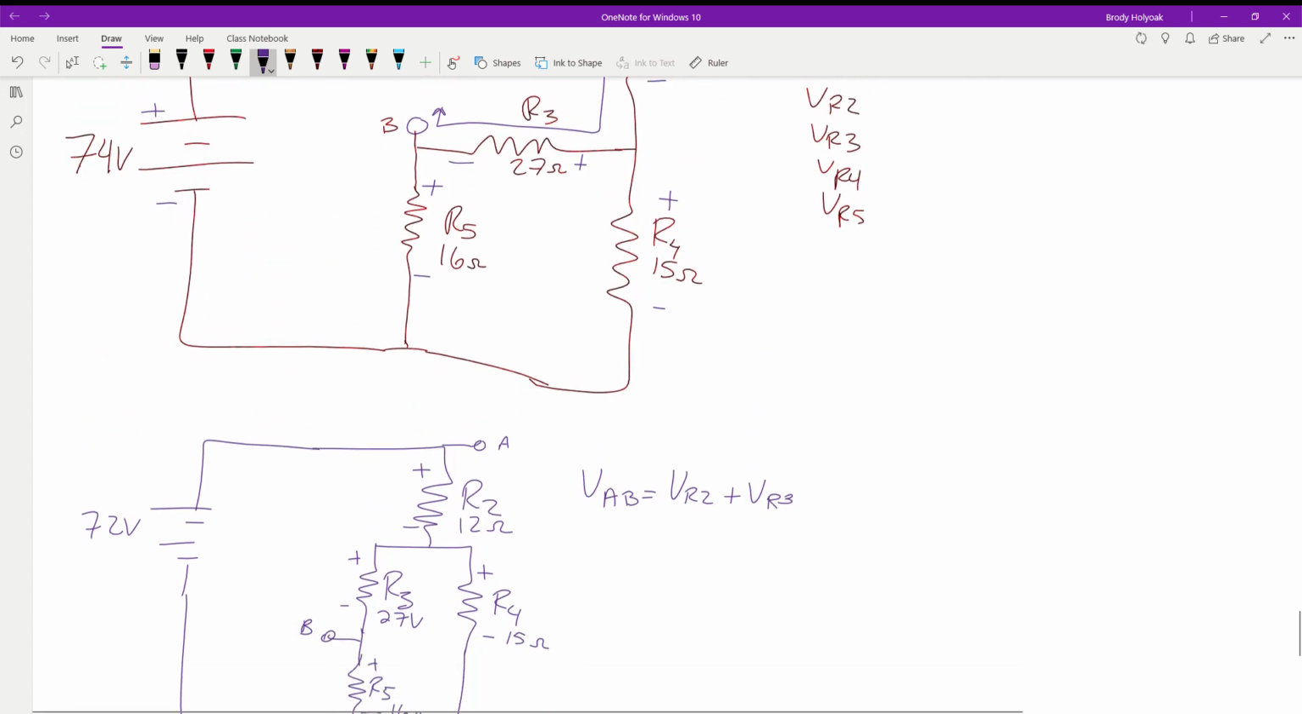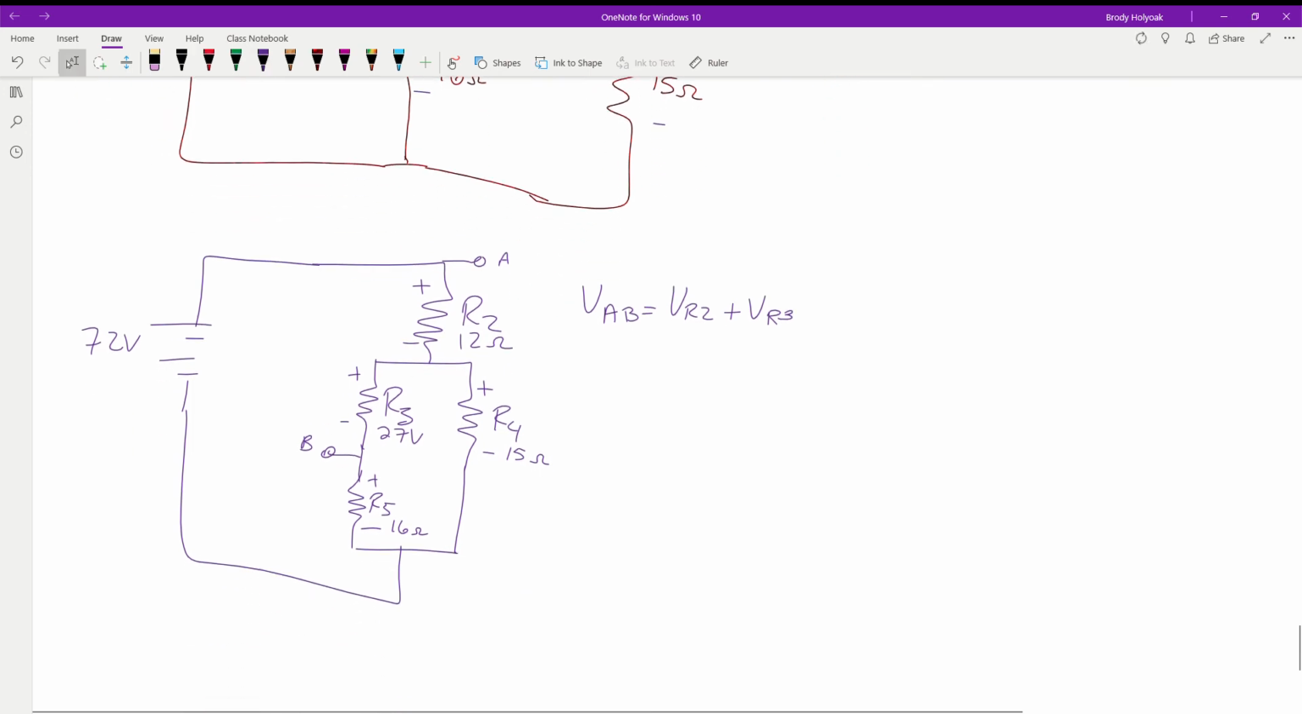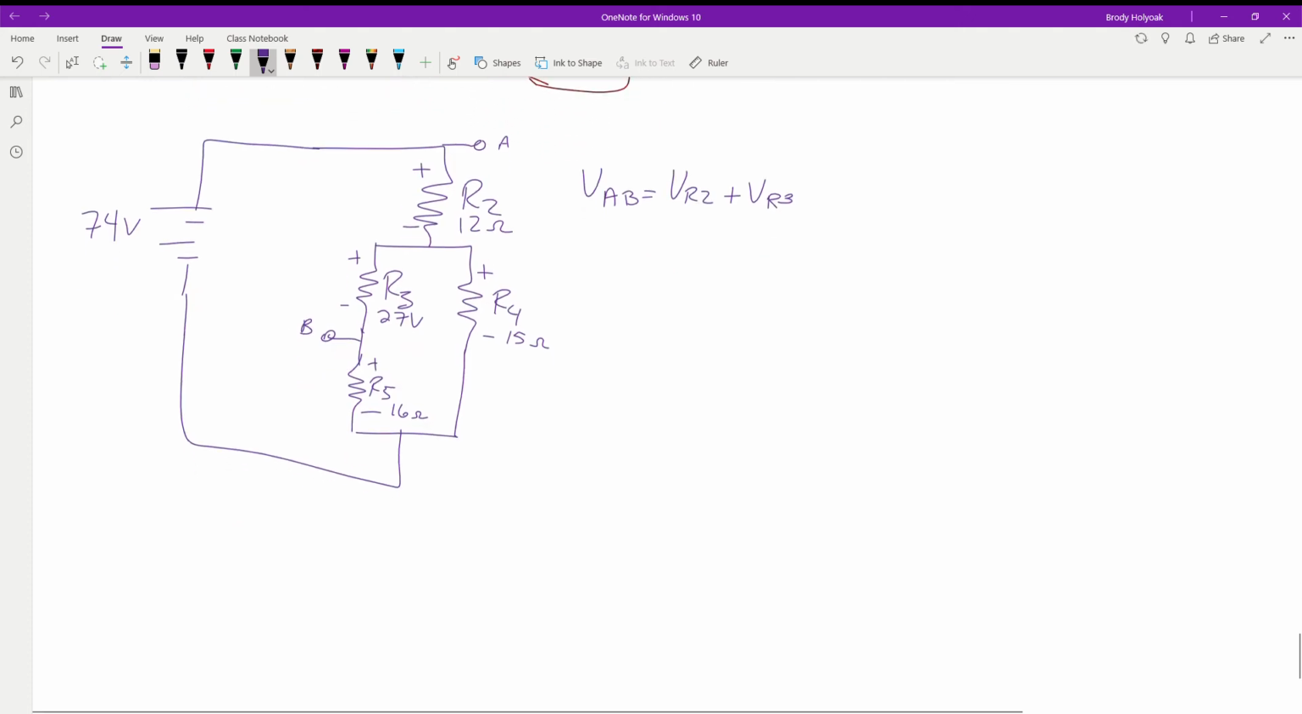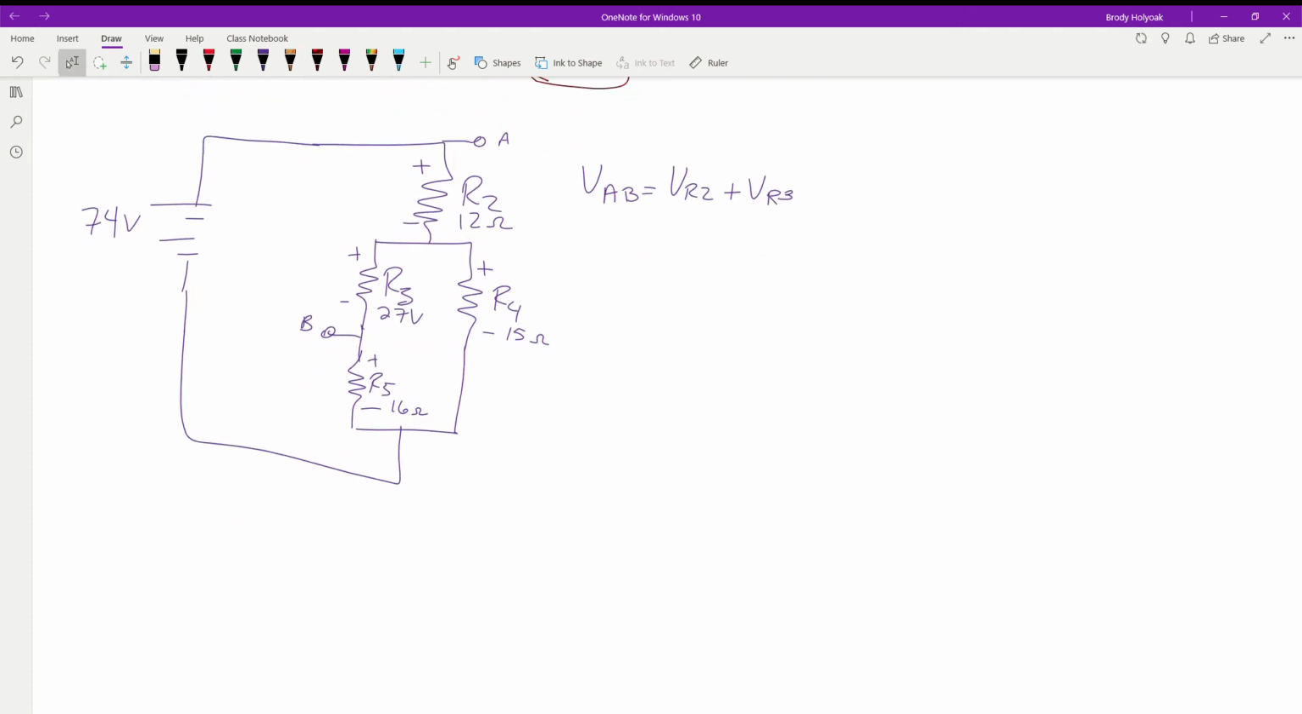It was 74. I was just trying to get my resistor values down. Does this circuit look like anything we've done in lab? For those who are a little ahead. Yep.